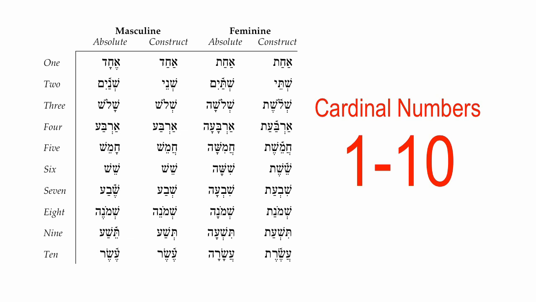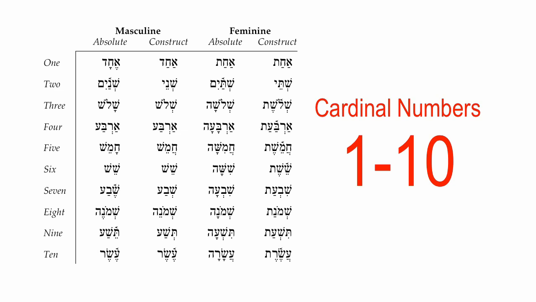Let's say these numbers together. You follow along as I read. Echad, Shnayim, Shalosh, Arba, Chamesh, Shesh, Sheva, Shemoneh, Tesha, Eser. Those are numbers 1 through 10 in Hebrew in the masculine absolute.